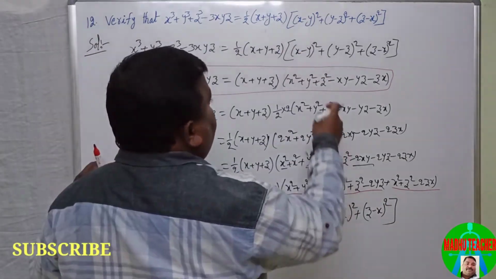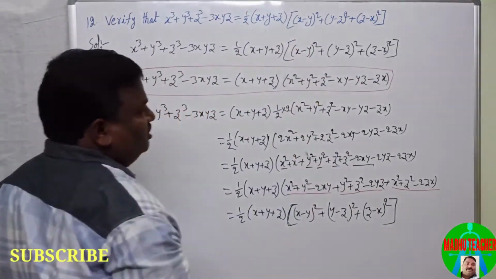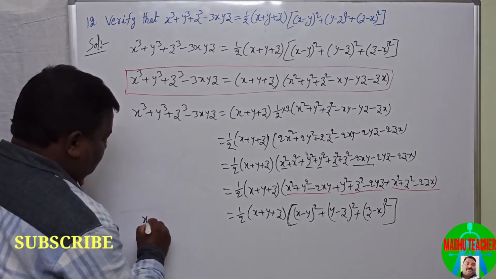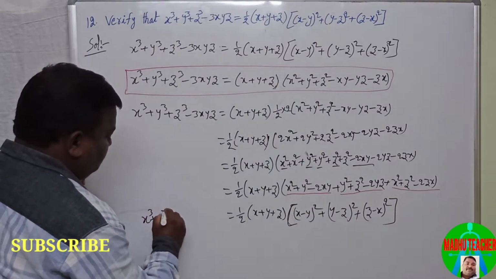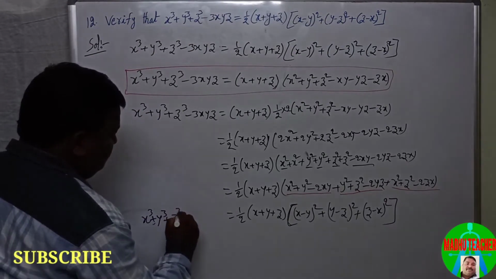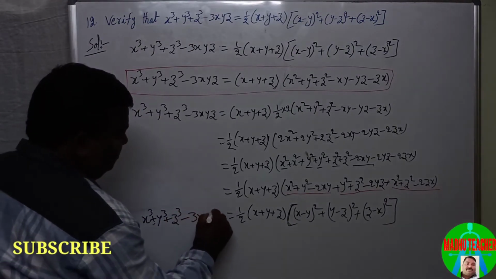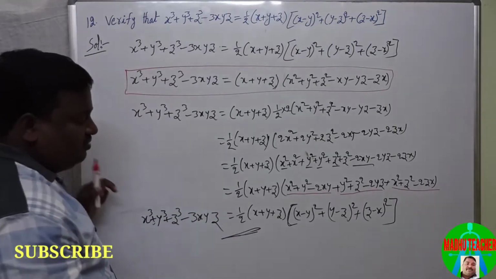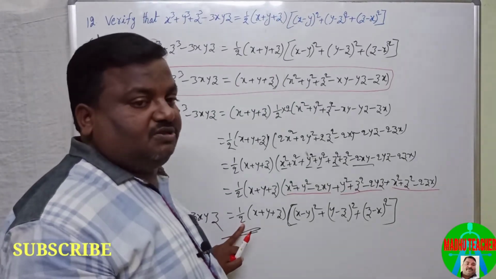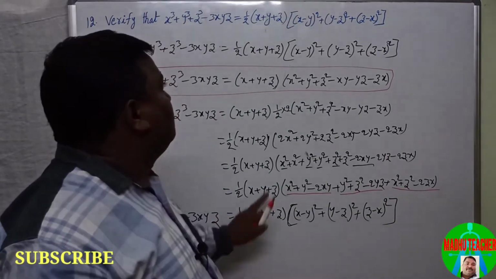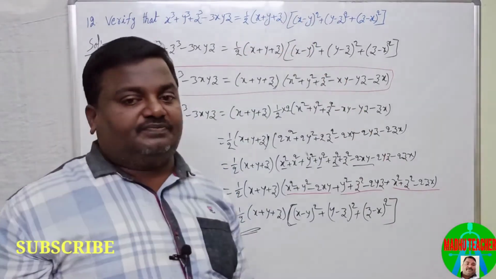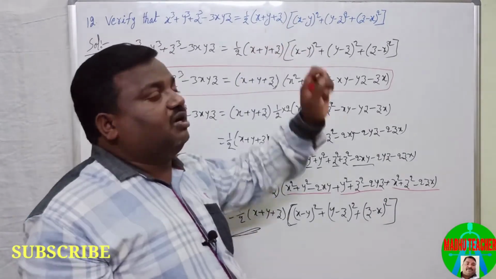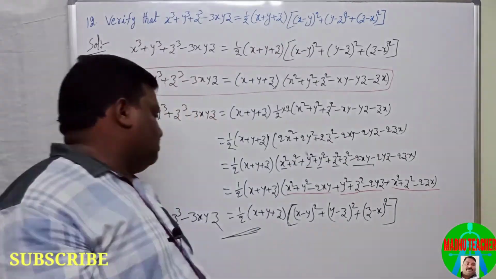So this is what is asked in the question. That is x cube plus y cube plus z cube minus 3xyz equal to this. So this only is asked in the question. This is what the question asked us. Okay, so next.